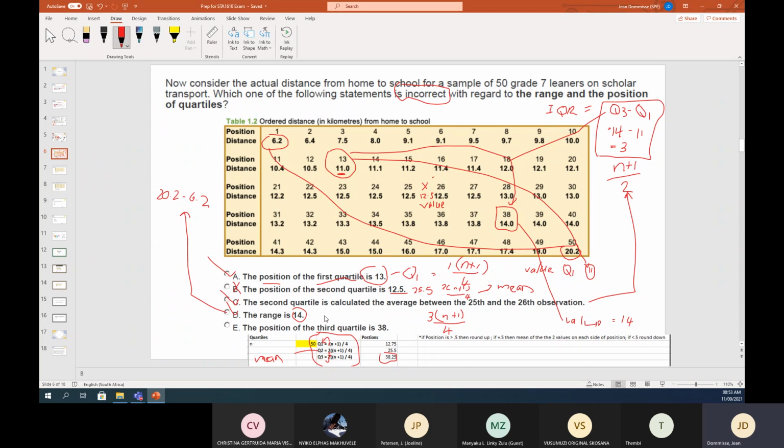Okay, so let's look quickly at question 3 again, option E. The position of the third quartile. To get to the position of the third quartile, we use the third quartile formula.